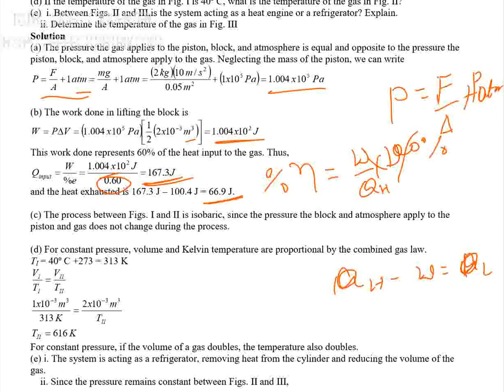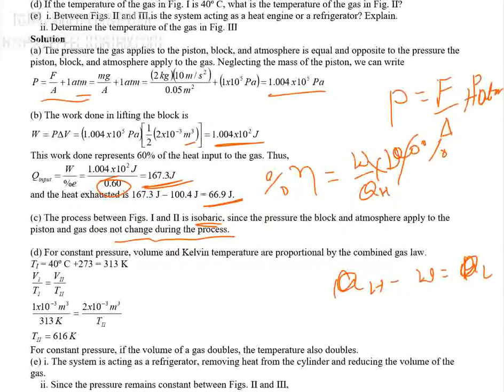In C, in the process between figure 1 and 3, isothermal, isobaric, or isochoric, explain it. As we see, there is change in volume, but the pressure is constant. Therefore, the process between figure 1 and figure 2 is isobaric, because the pressure of the atmosphere applied to the piston and the gas does not change during this, but the volume is changing. Since the pressure is constant, it's isobaric.